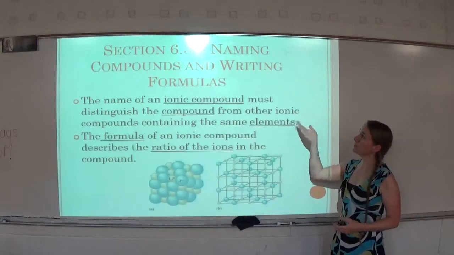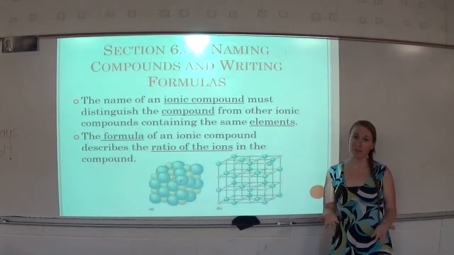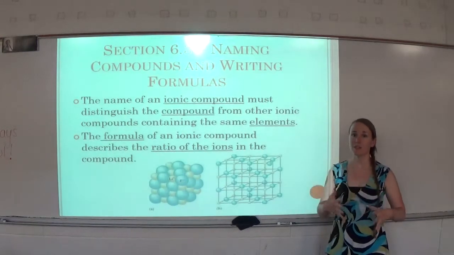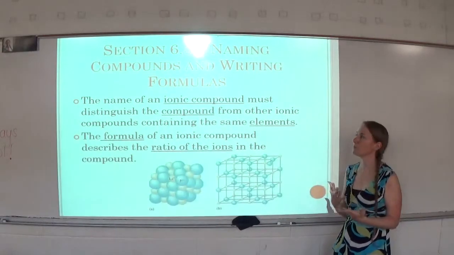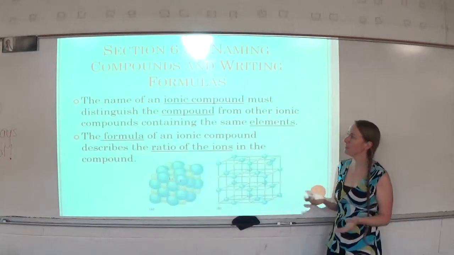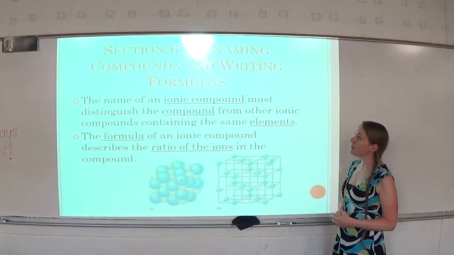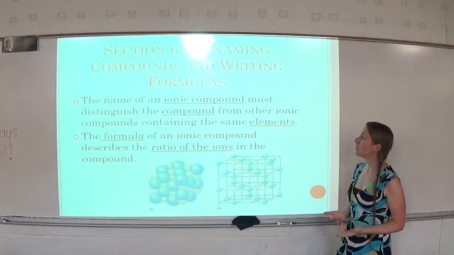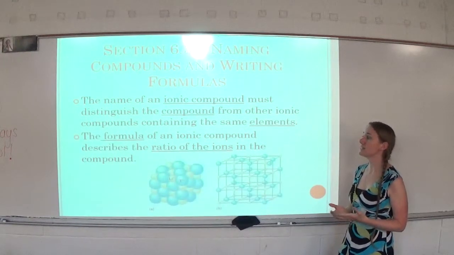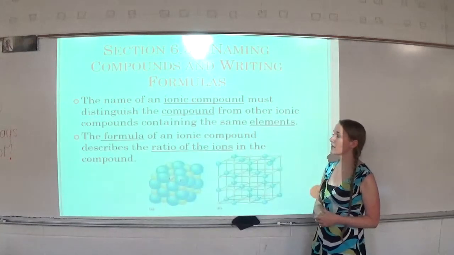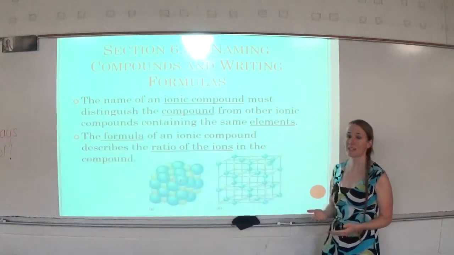So today we're going to talk about naming compounds and writing formulas. We've talked about ionic bonding and covalent bonding, but how do we know what those formulas are going to look like? How do we know what we name them? The name of an ionic compound must distinguish the compound from other ionic compounds containing the same elements. The formula of an ionic compound describes the ratio of the ions in that compound.